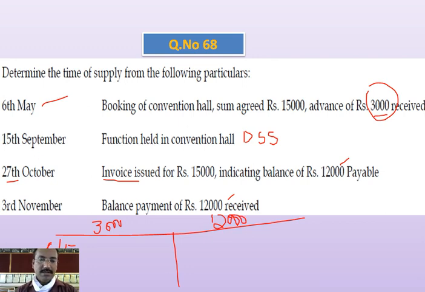Then date of supply, time of supply means the date of supply of service is 15 September. September means 9th month. Date of issue of invoice is 27th October. October means 10th month, right? So from the date of issue of invoice to this date, it was not a reverse charge mechanism. See, the functional is given, so the functional is not in the case of reverse charge mechanism.